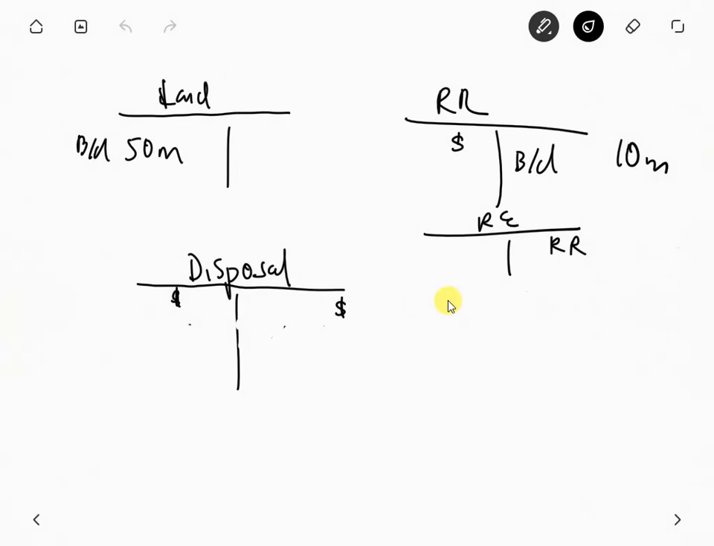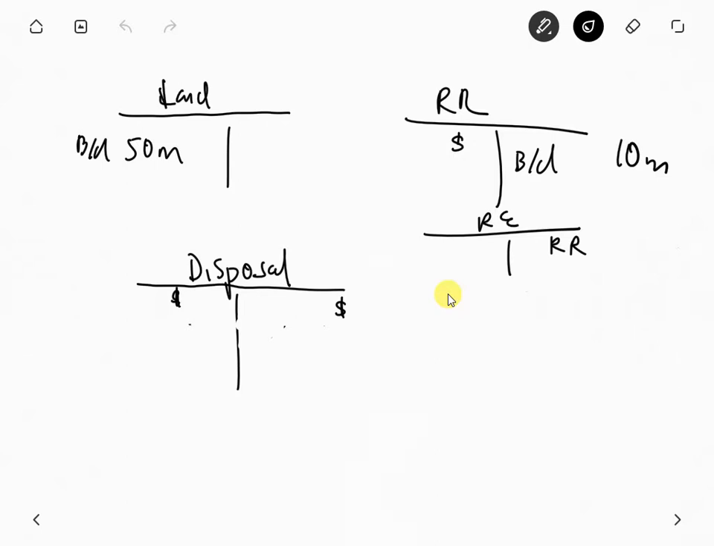Start with how much? 40. Start with 40. Increase to 64. RR 24. Down by 14. So now, what is my land cost? 50. What is my RR? 10. I dispose it for 56. Disposal, how many steps? 4. But this one only 3 because no accumulated depreciation.